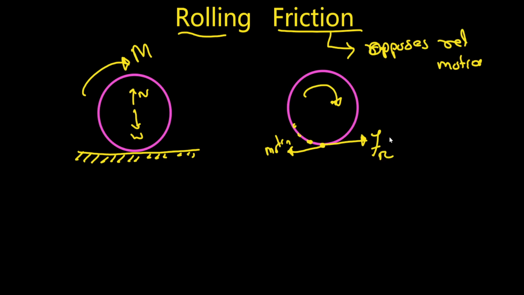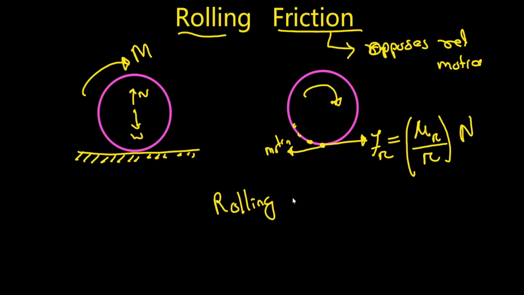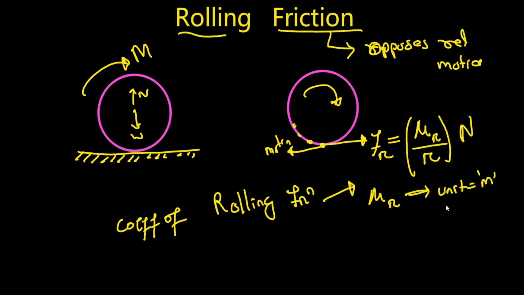Okay, so the friction force in rolling is equal to mu r, the rolling friction coefficient, divided by r, into N. So why am I writing mu r by r? See, the coefficient of rolling friction, mu r, has the unit of meter. So you need to make it unitless. How will we do this? By dividing by the radius. This is the radius of the wheel, r.